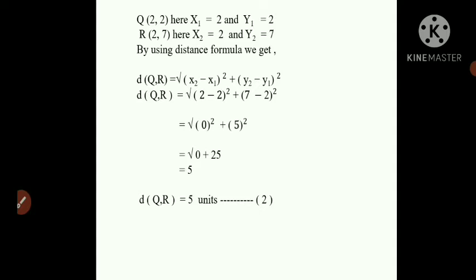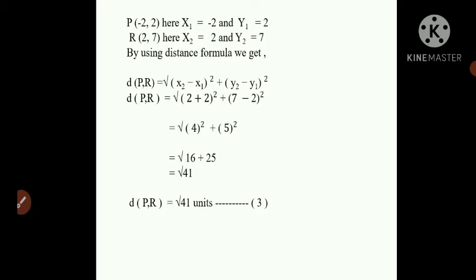And finally we'll find the distance of PR. So P is (-2, 2) and R is (2, 7). So by using distance formula, the distance of PR is x2 minus x1 the whole square. x2 is 2 minus, and x1 is -2, so minus of minus is plus 2 the whole square plus y2 minus y1, so 7 minus 2 the whole square. So 2 plus 2 will be 4 square, 7 minus 2 will be 5 square. So 4 square is 16 and 5 square is 25. So 16 plus 25 will be under root 41, which is my statement number 3.